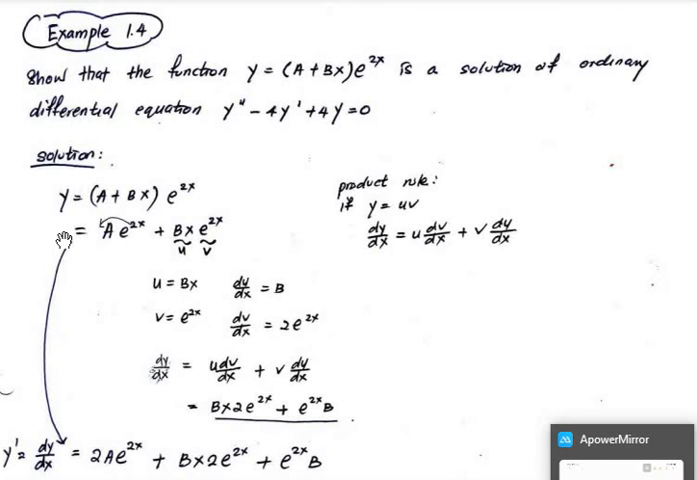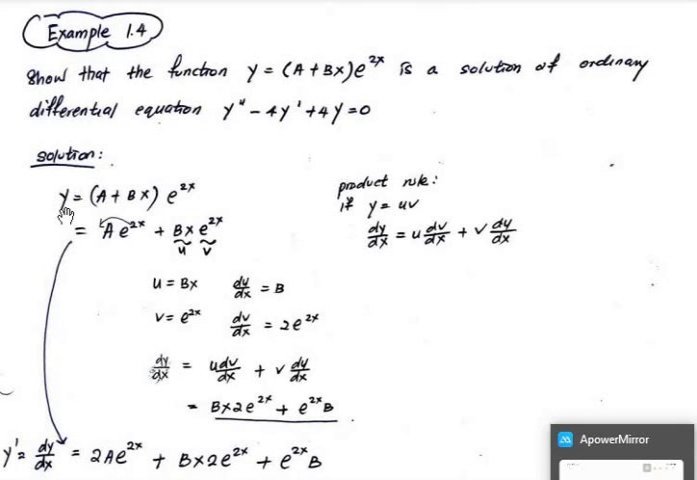So after you have the equation of y, you need to differentiate, because the question asks you to show that the function y is a solution of the ordinary differential equation y double prime minus 4y prime plus 4y equals 0. This means that you need to find out what y double prime and y prime are. And then after you find y prime and y double prime, you need to substitute in the equation here, and then you need to prove that.